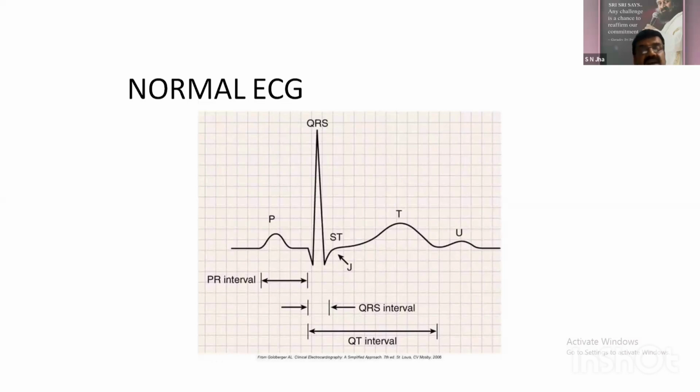And there will be some segments: the PR interval, the QT interval, and the ST segment. There are some segments of the ECG which can be looked at, and they will tell you some pathologies.